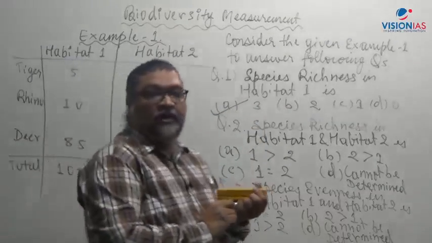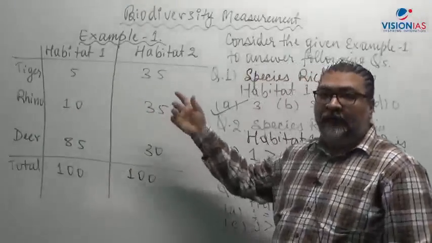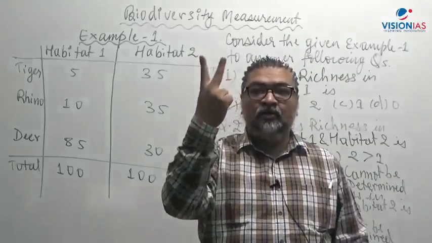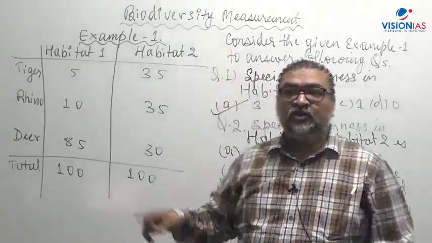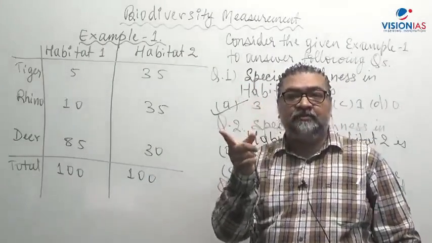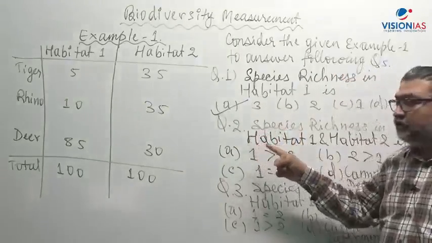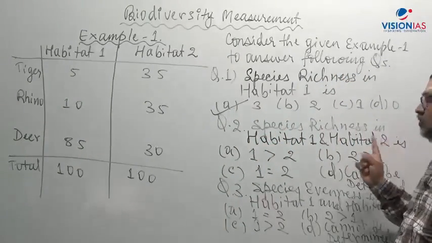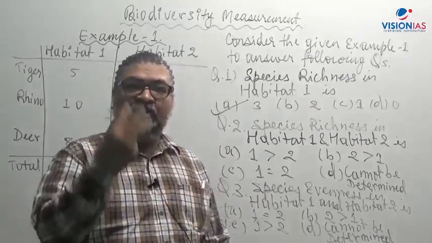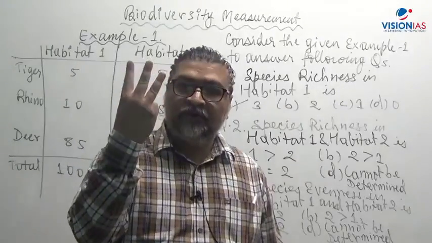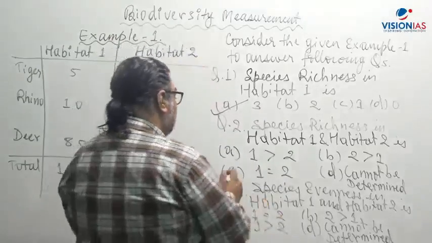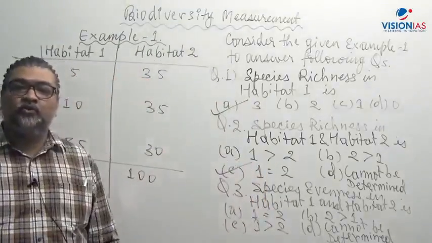Now let's look at habitat 2. Habitat 2 also has got tiger, rhino and deer. Again 3. So habitat 2 also has 3 species. So richness is again the same. So question number 2, species richness in habitat 1 and 2 is exactly the same. Habitat 1 has got 3 species, tiger, rhino and deer. Habitat 2 has got 3 species, tiger, rhino and deer. So the answer here will be C, 1 equal to 2.